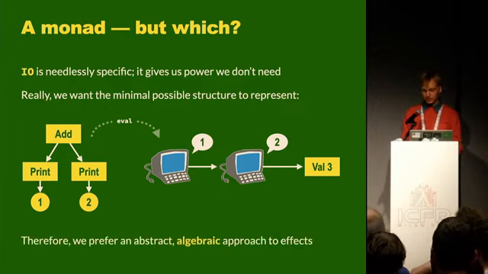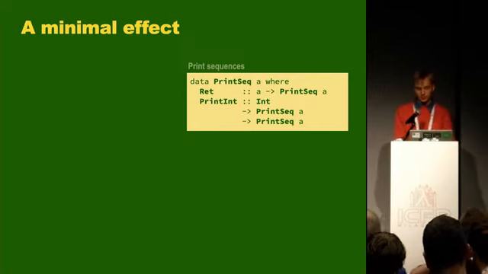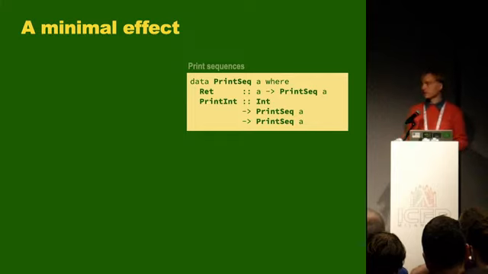So yeah, we prefer this abstract algebraic approach to effects, and I'll talk a little bit more about the algebraic side later on. But for now, here is a type that we could use for this. I'm going to call it print sequences. And the idea is that we can either return something, which is just the thing at the end of the sequence, or we can print an integer and then continue with the rest of the sequence.